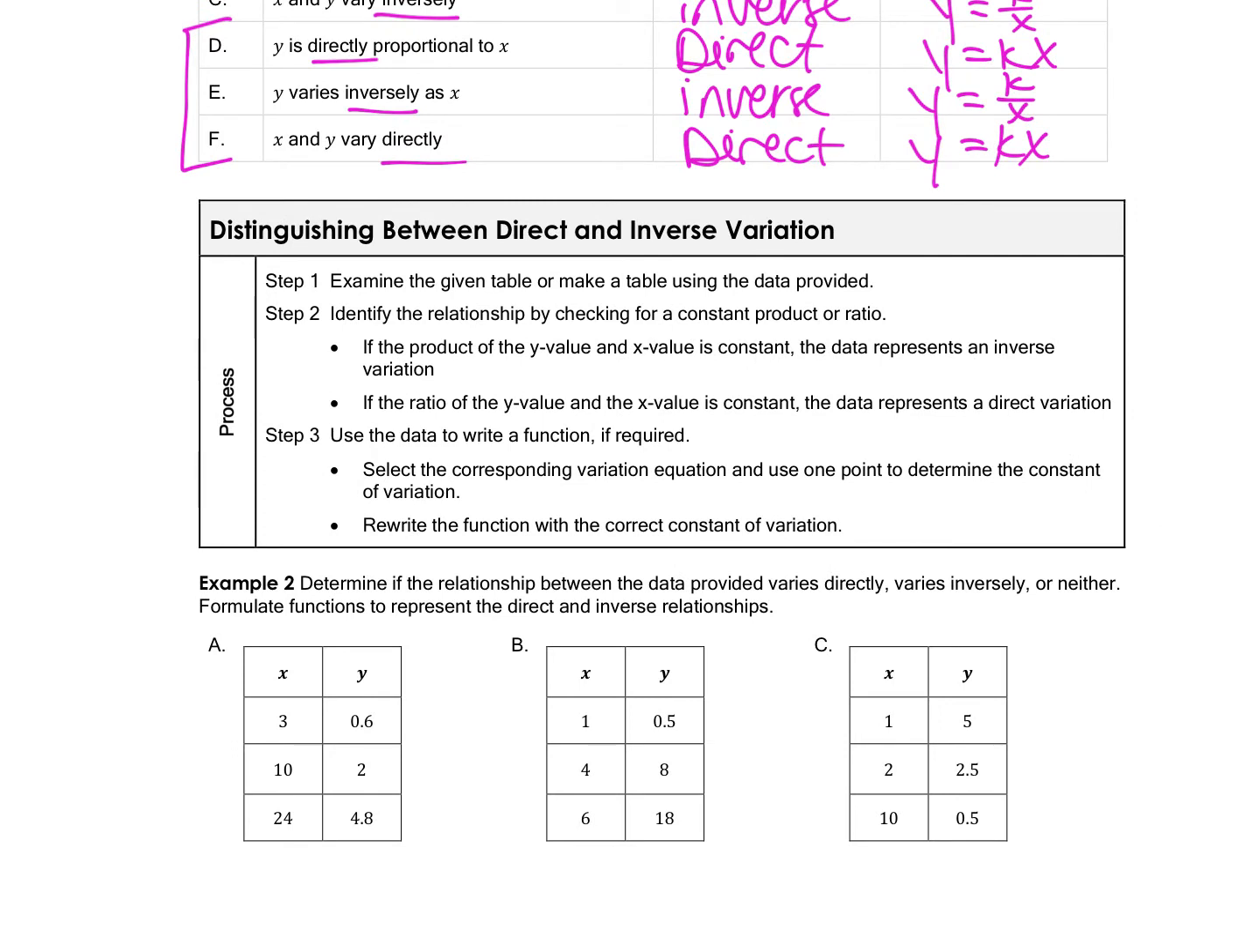So this next section, we're going to be given some points this time. We're going to distinguish between direct and inverse variation based on the points. So step 1 is to examine the given table, or if you're not given a table, then make a table. You're going to identify the relationship by checking for a constant product or ratio. So product means multiply, and then ratio means your fraction, so divide.